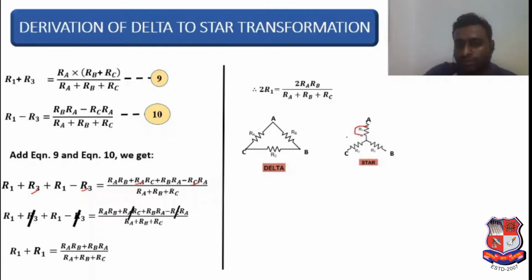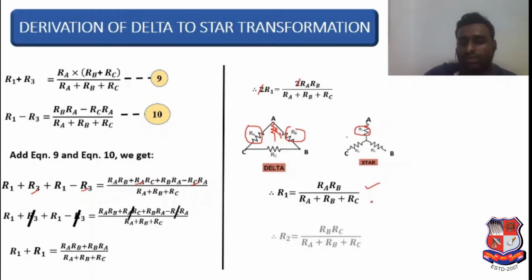Okay, we have found the value of this R1. So what is this R1? These two will get cancelled, so R1 will be RA into RB divided by the total resistance. If there is an equivalent star for this delta, that is R1 over here, it is the product of the neighboring resistances divided by the summation of all the resistances in the delta connected circuit. So R1 is the product of the neighboring resistances divided by the total resistance.